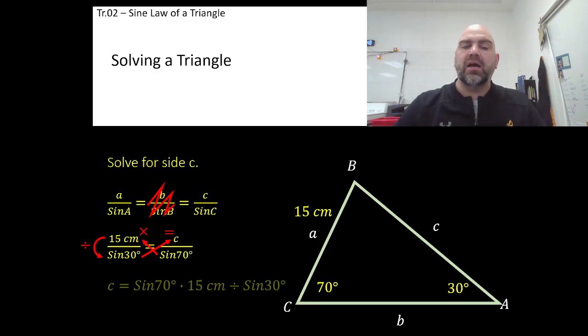Now, what this looks like in calculation is this right here. So side C is equal to sine of 70 degrees times 15 centimeters divided by sine of 30 degrees. Make sure your calculator is in degrees. If it is in radians or gradians, it will not get the correct answer because we are dealing with degrees in this case and not either radians or gradians. When you do the calculations, you should get an answer of 28.19 centimeters, which would be the length of side C.